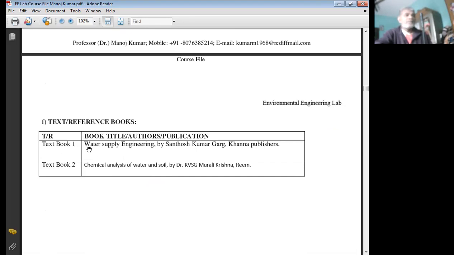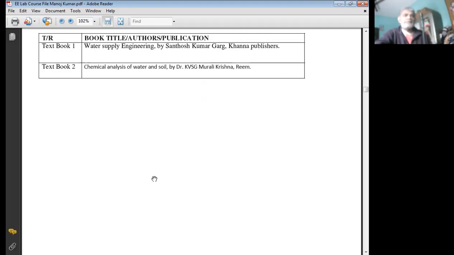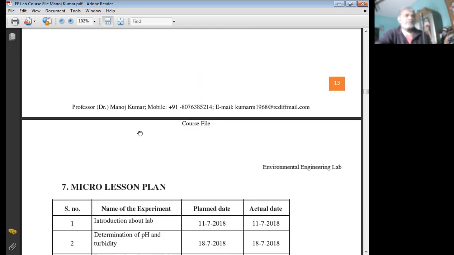This is the book title, authors, publication. Water supply engineering by the Khanna publisher, chemical analysis of the water and soil by the Murli Krishna. These are the books.